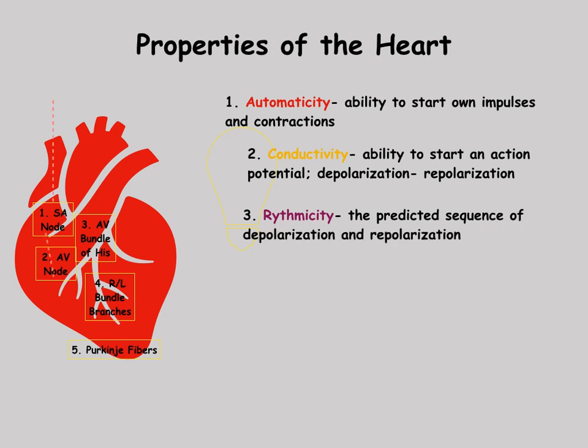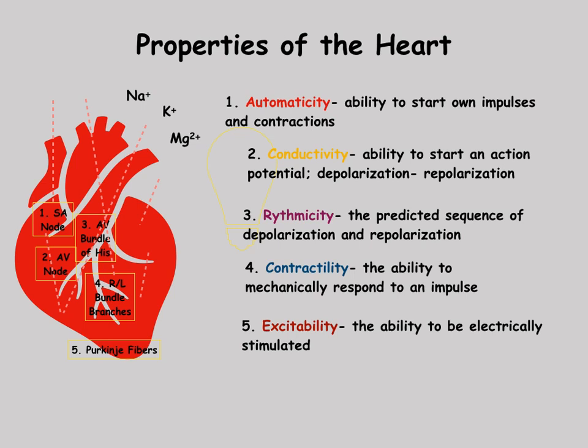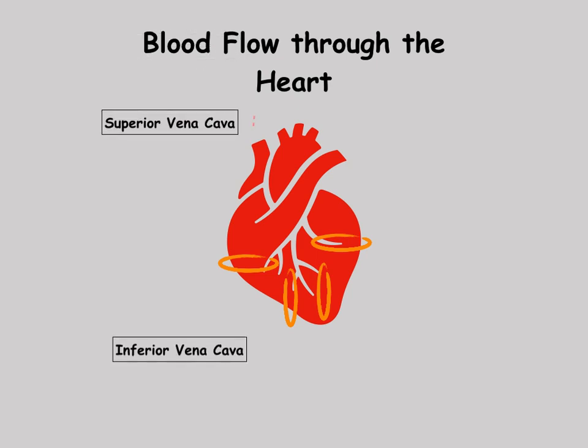The next property of the heart is rhythmicity, or the predicted sequence of depolarization, contraction, and repolarization, rest. Another property is contractility, which is the ability to respond mechanically to an impulse. Depolarization begins as sodium enters and creates a positive charge. The heart contracts during systole, and the ventricles pump out blood. The final property of the heart is excitability, the ability to be electrically stimulated. It requires the exchange of ions, such as sodium, potassium, and magnesium.